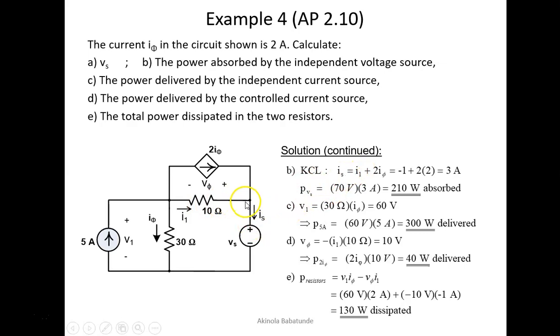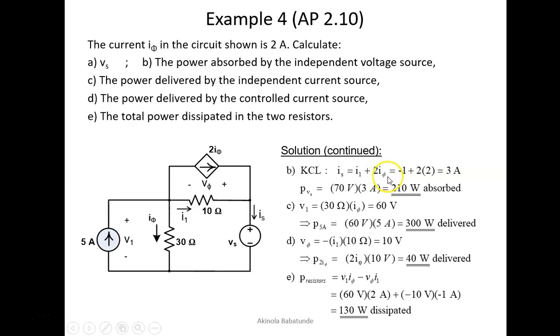When we apply KCL at this node, we know IS is leaving the node, so that is going to be positive. We know that I1 is entering the node, that should be negative, so we have IS minus I1. We do know that 2Iφ is also entering the node, that should be negative. So IS minus I1 minus 2Iφ equal to 0. If you rearrange that, it becomes IS equal to I1 plus 2Iφ.